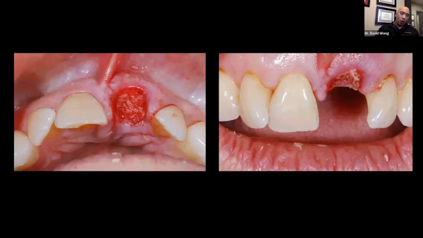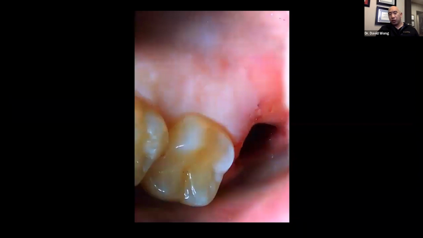What are we going to do to support the soft tissue, though? This is a mineralized cortical socket graft, so it's going to preserve the socket. But what do we do to preserve the soft tissue? This is a little bit more challenging.